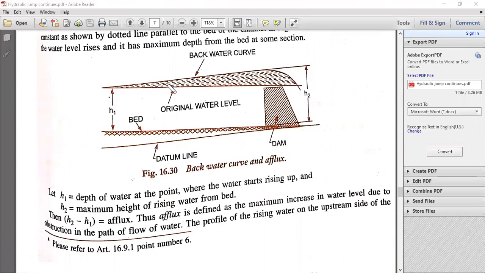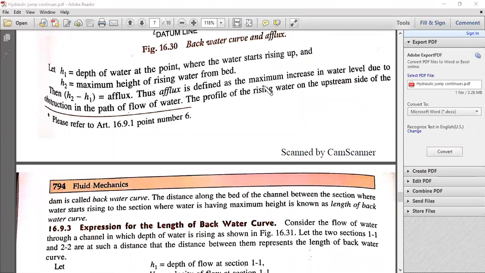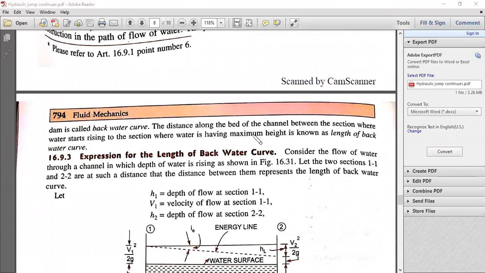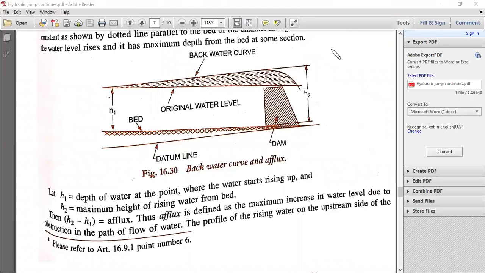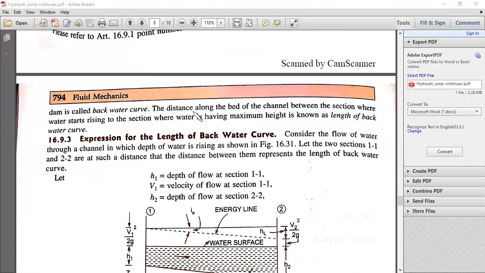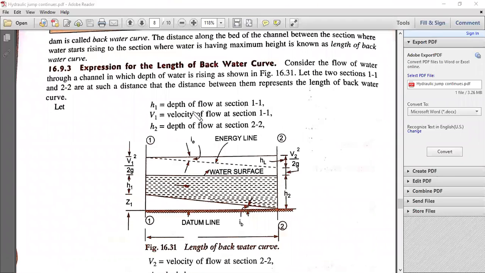So it goes on increasing as it reaches the dam. It is not that from somewhere it is coming and getting increased, but over a certain distance from the dam, it goes on increasing, and that height is nothing but the afflux, and the curve that forms is nothing but the backwater curve. The distance along the bed from the section where water starts rising to the section having the maximum height is known as the length of backwater. So this length is nothing but the length of the backwater. It is very easy to understand.